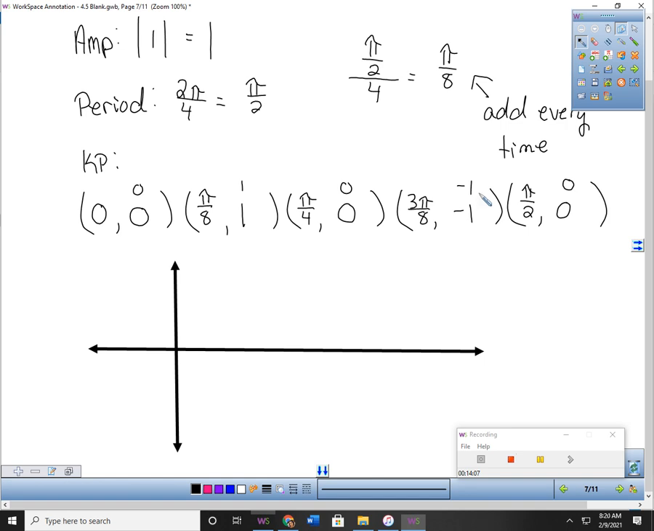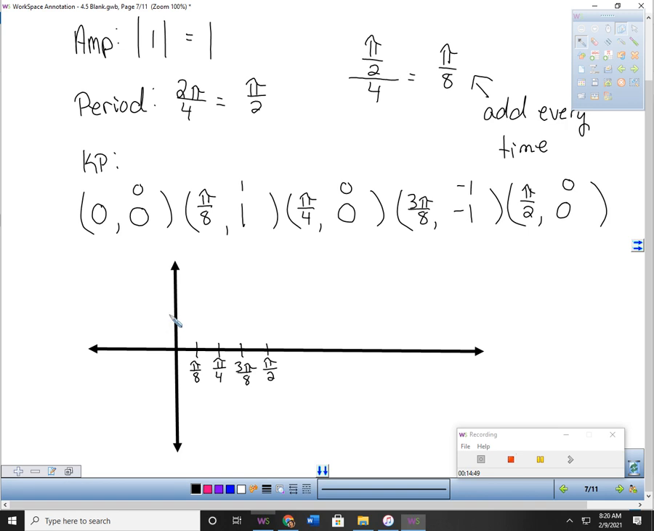Now, something to help you count so that you're equally spaced. If you count by pi over 8, because that's what you're adding every time, right? Then you should be able to equally space. So if I start at 0 and then I have pi over 8, and then I added another pi over 8, so that gave me pi over 4. And then I added another pi over 8, which gave me 3 pi over 8. And then I added another pi over 8, which gave me pi over 2.